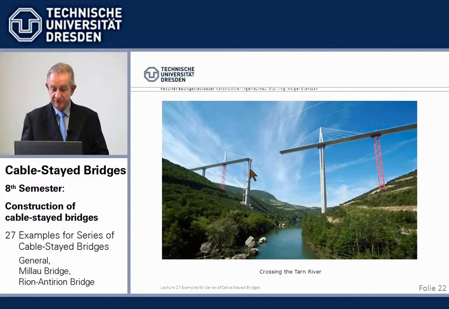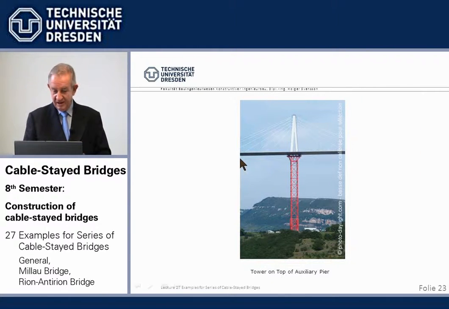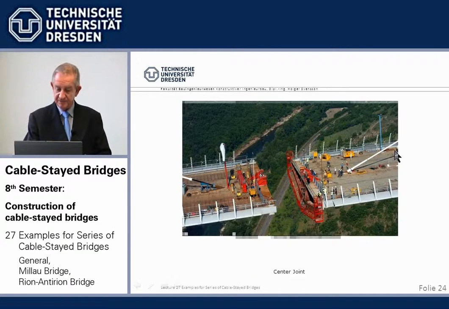Now when we reach the town, thank God we do not have to place an auxiliary pier into the river, because we can do half from one side and half from the other side. So we don't need an auxiliary pier there in the center span. Here is again an example where it so happens this auxiliary tower sits on top of an auxiliary pier, but that's temporary. It moves along and the beam can take it.